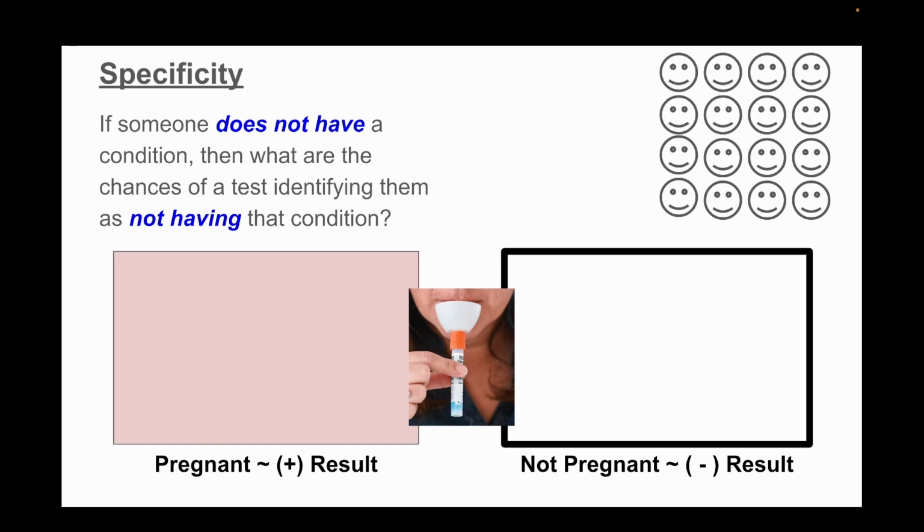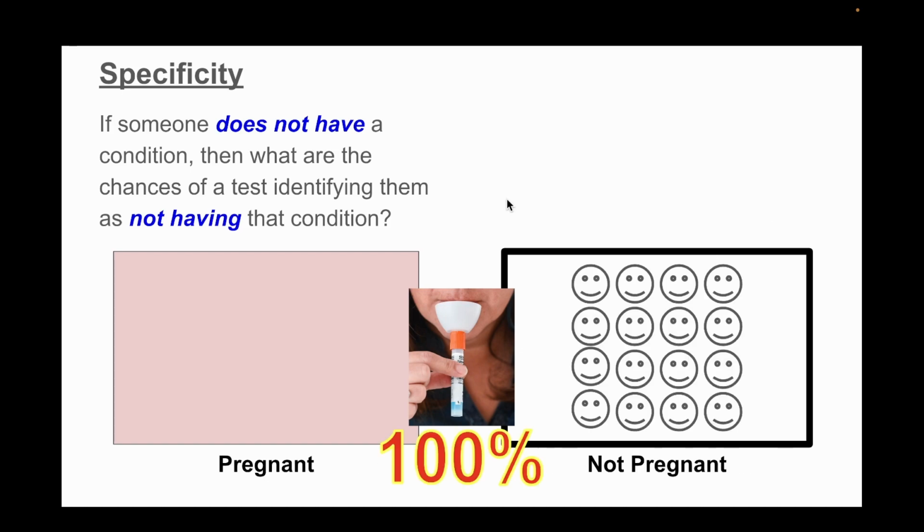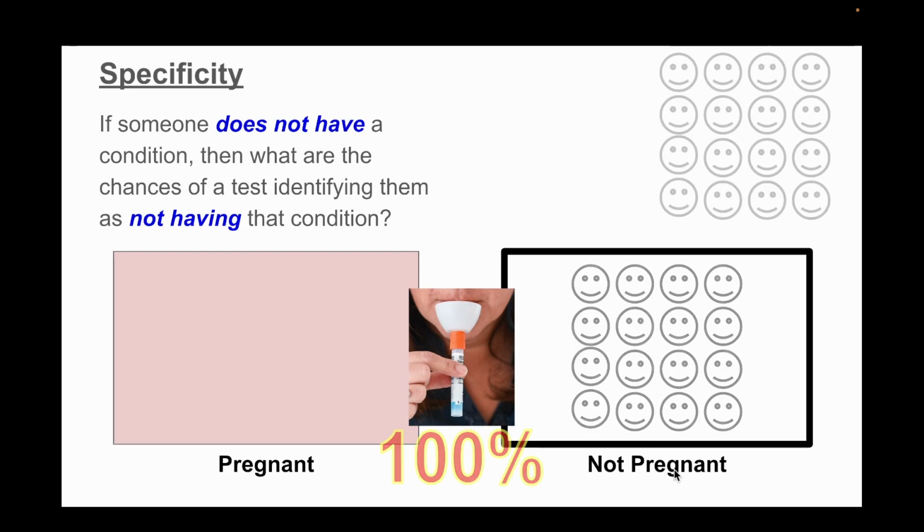These 16 faces represent non-pregnant women. Once more, this box represents the test's positive category. In other words, saying the individual is pregnant. This box is the test's negative category. In other words, saying the individual is not pregnant. In this scenario, the specificity would be 100% because the test correctly placed all 16 of the 16 non-pregnant women in the not pregnant category.